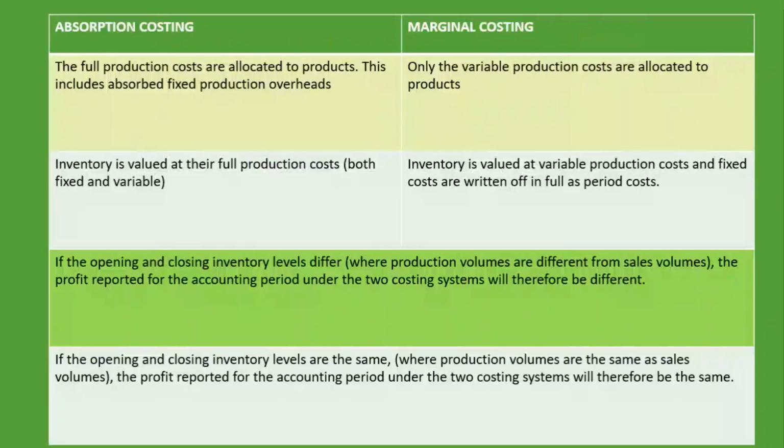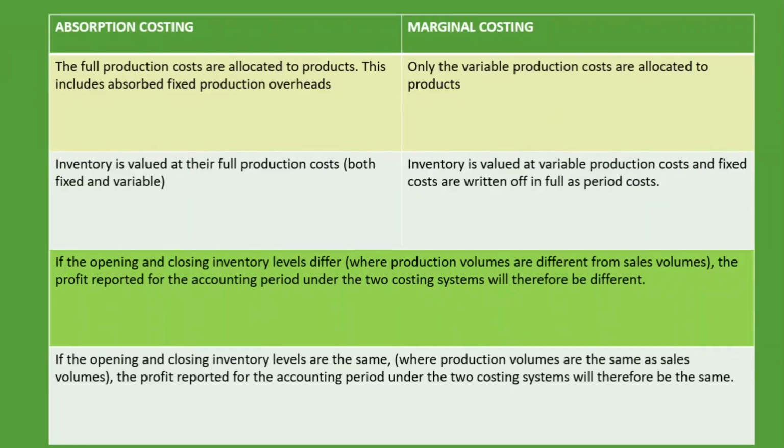Here are some of the other differences. With absorption costing, the full production costs are allocated to products, and this includes absorbed fixed production overheads. So these are allocated to products. While with marginal costing, only the variable production costs are allocated to products. That is very key to understanding these two costing systems.